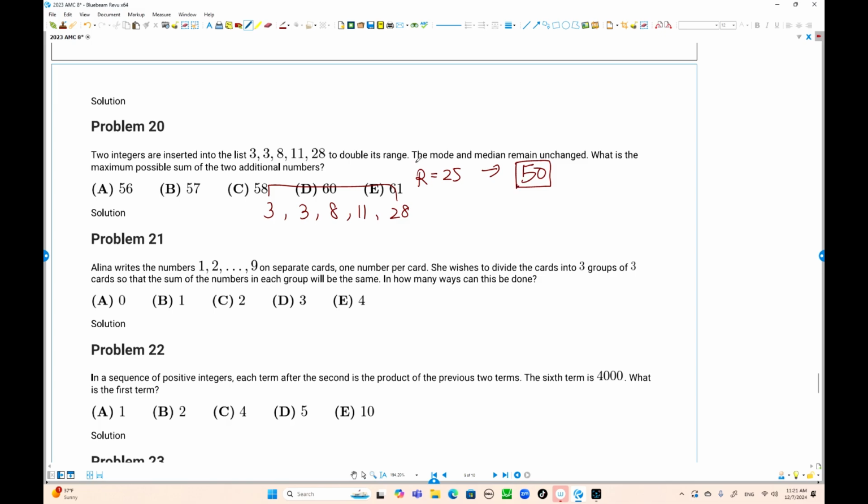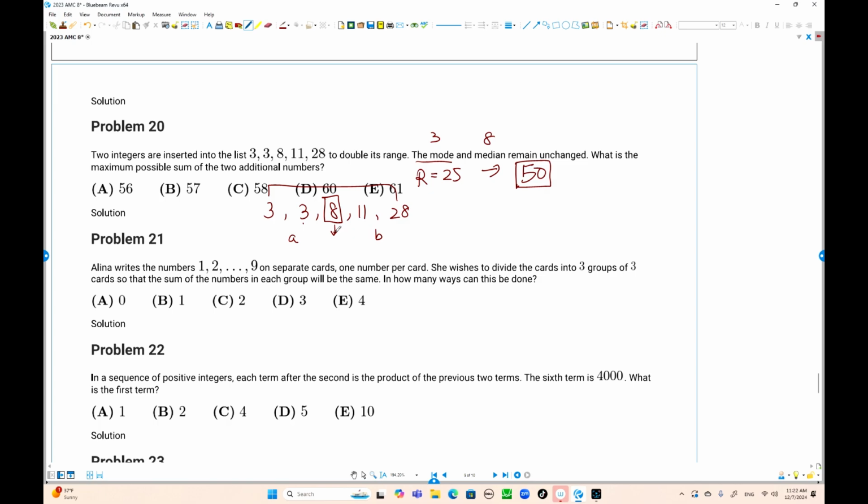The mode, median. Mode is what? The number that occurs most often. Yeah, 3 is the mode. 8 is in the middle, right? That is the median, right? So we're going to put the right two numbers in there. For the maximum possible sum, A, I'm going to put this one. A is to the left, B is to the right, always. That's why 8 is always in the middle, right?